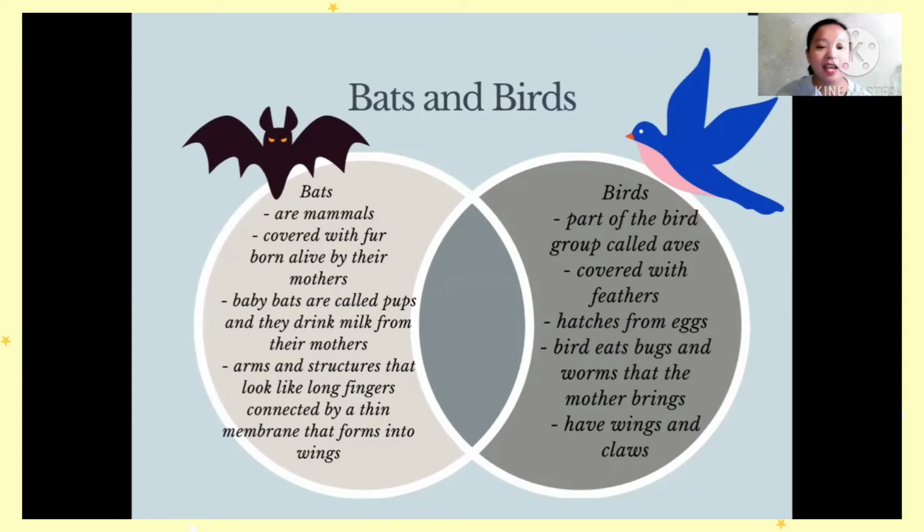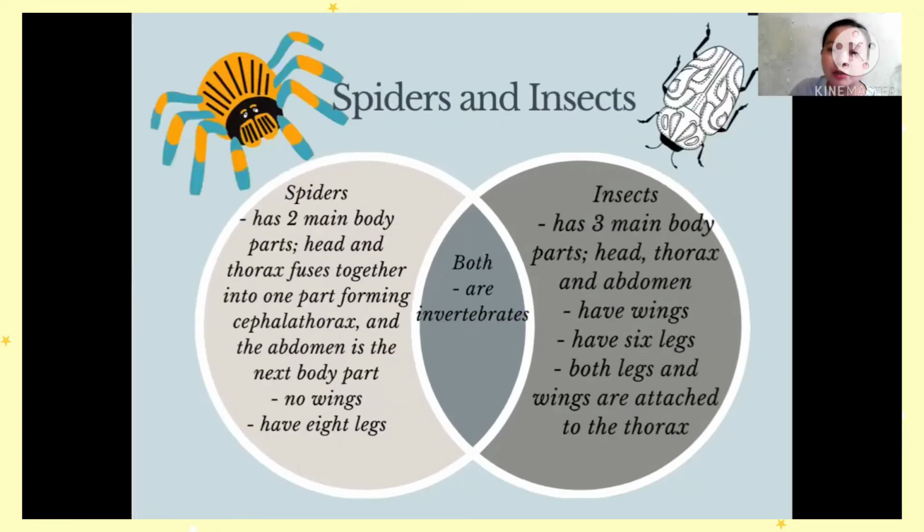Okay? And then they have wings and claws. The bats' wings are arms and structures that look like long fingers connected by a thin membrane that form into wings. Alright? Now, let's have our last, the spiders and insects.